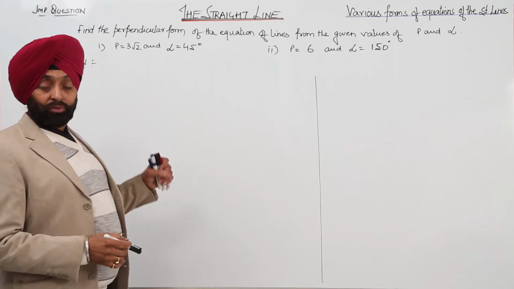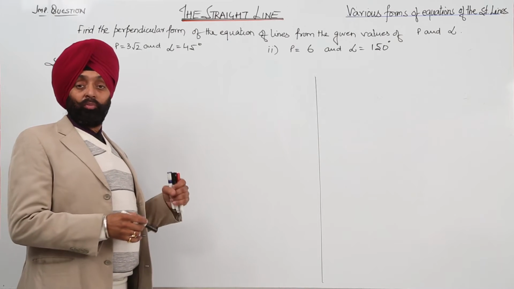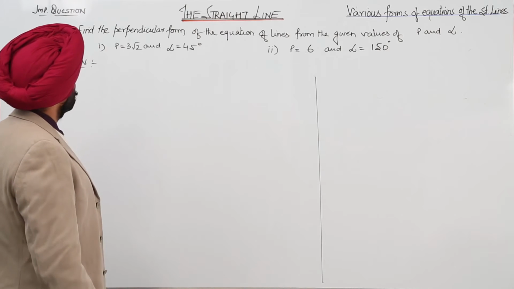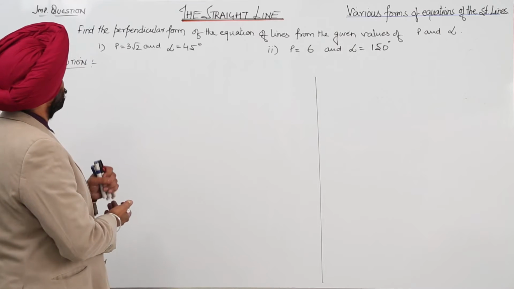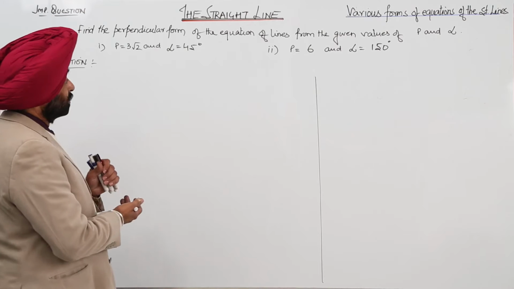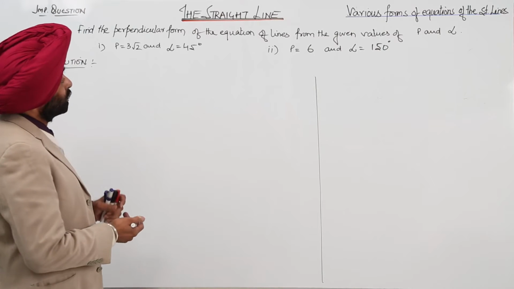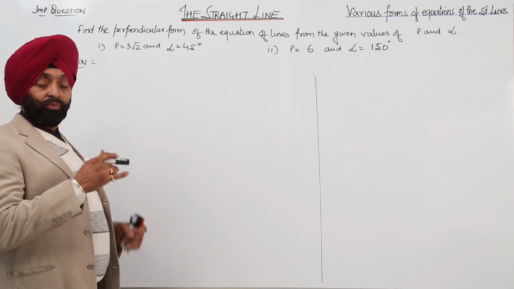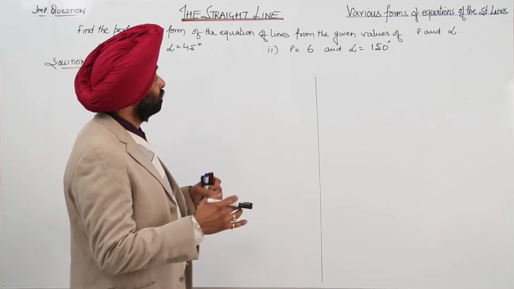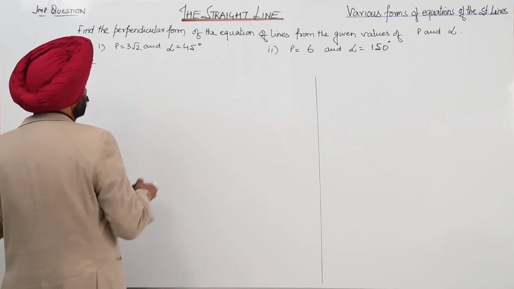Now the important question based on normal oblique perpendicular form. Now the question is we have to find the equation in the perpendicular form when the values for P and alpha are given. Now number 1.